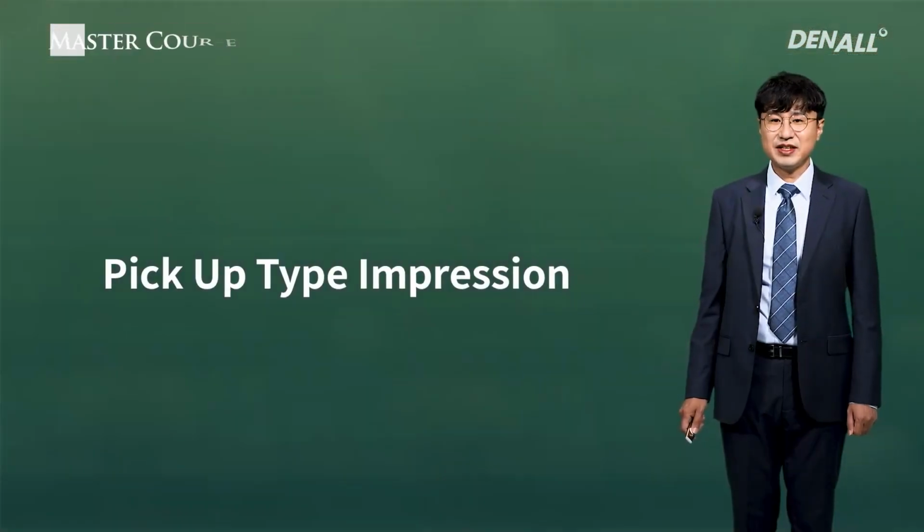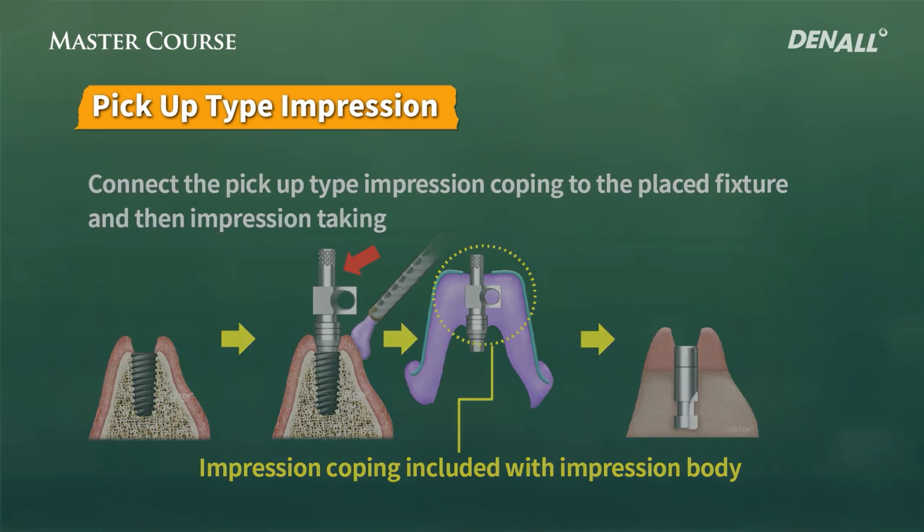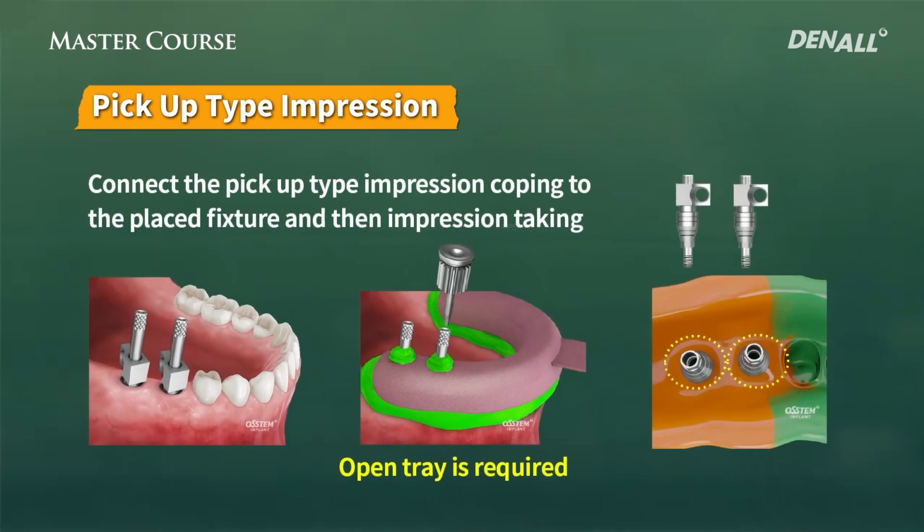Of the fixture level impression, pickup type impression is the one that is most commonly used. The red arrow indicates pickup impression coping. You might not know much if you see it for the first time, but if you use it many times in your clinic, you would be familiar with it. Here you have to use open tray. Link the pickup impression coping and then take the impression, unscrew it and take the impression out.